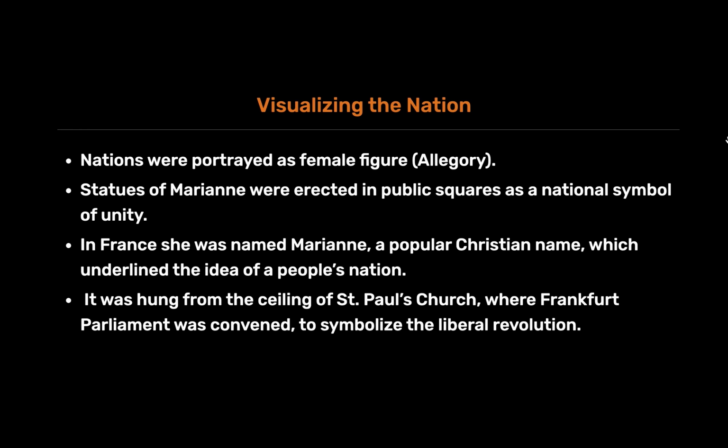Her characteristics were drawn from those of liberty and republic: the red cap, the tricolor, the cockade. Marianne images were marked on coins and stamps. Germania became the allegory of the German nation. Germania wears a crown of oak leaves, as the German oak stands for heroism.